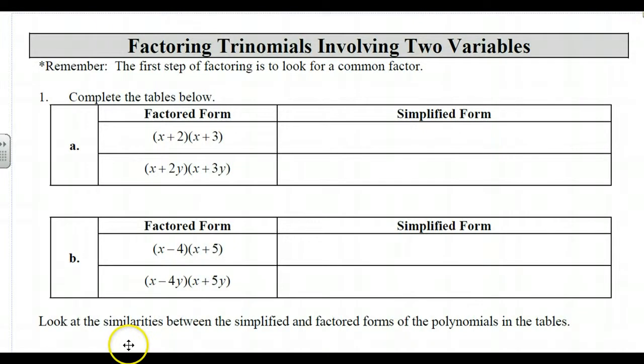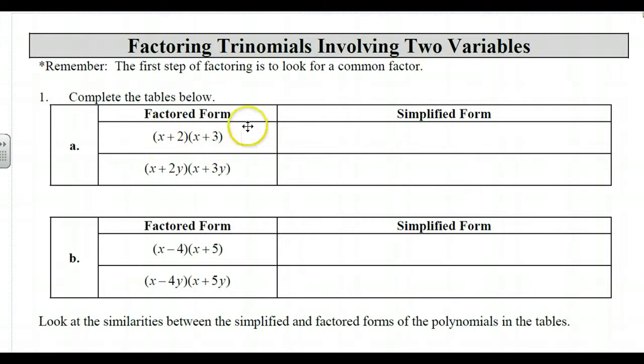Factoring trinomials involving two variables. We actually kind of previewed this a little bit in one of the earlier videos. But let's take a look here. Here's factored form, we want simplified form. Remember, we want to look for a common factor. That's the first step. But here we are simplifying.